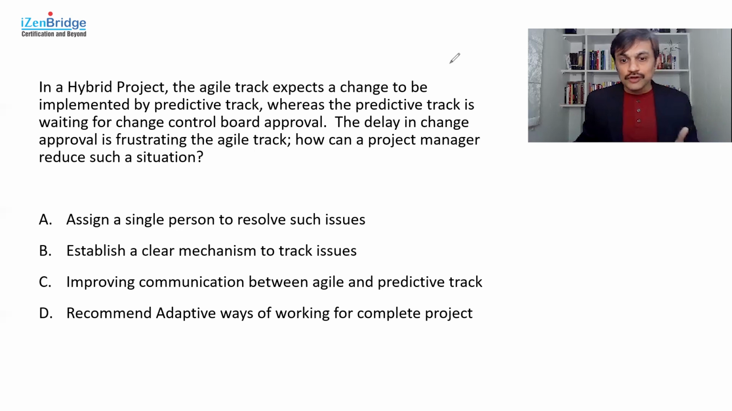Option D, recommend adaptive ways of working for the complete project. So why is the predictive life cycle predictive? Why can't I make it agile? I believe there could be many other options also, and in the PMP exam, when you have such a situation, you may have your own ideas how to resolve it. But the good thing is that we have to select one out of the available four options. So what I need to pick is something most suitable and safe to assume that if I do it, it covers the remaining three or is better than the three. That's the whole idea I am focusing on.